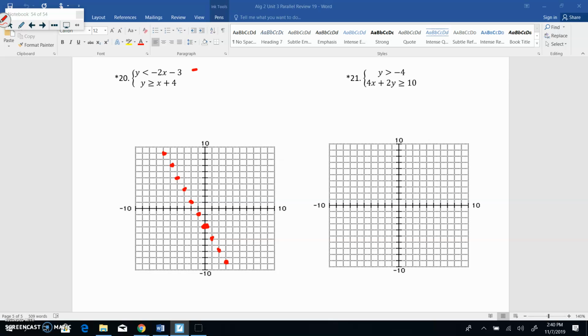Is this dotted or solid? You look at your inequality symbol. In this case, it is less than. There is no "or equal to," so therefore, it is dotted. So we leave it exactly how it is. I'll come back to shading in a second.